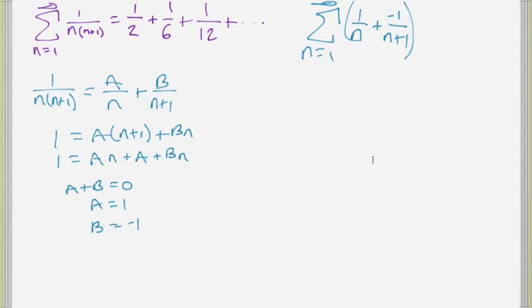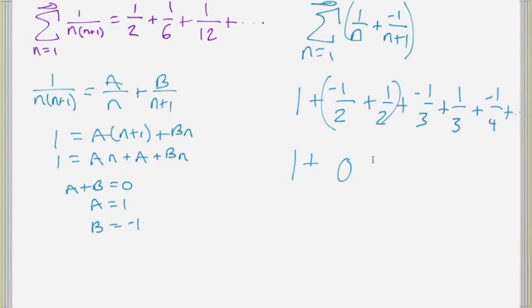Now I'm going to try to write out some terms again. If I plug in 1, I get 1 over 1 plus -1 over 2. If I plug in 2, I get 1 over 2 plus -1 over 3. If I plug in 3, I get 1 over 3 plus -1 over 4. And I see a pattern developing. I get 1 plus 0 plus 0 plus 0.